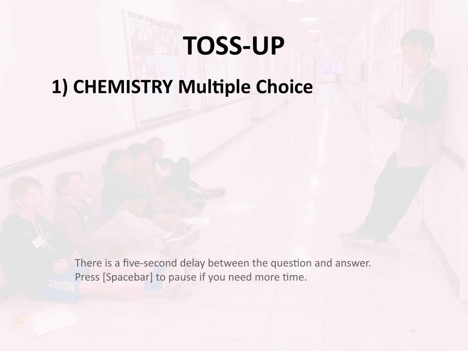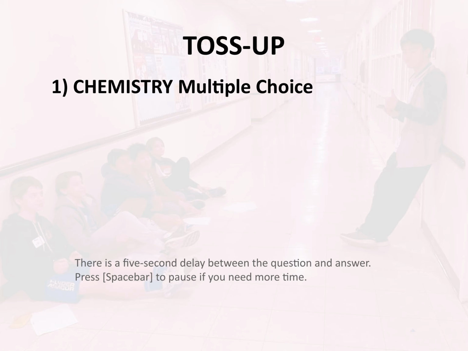Toss-up 1. Chemistry. Multiple choice. Which of the following is a proper comparison between ductile and brittle fracture? W. Ductile has an unstable crack and brittle has a stable crack. X. Brittle has relatively little plastic deformation, while ductile has extensive deformation.